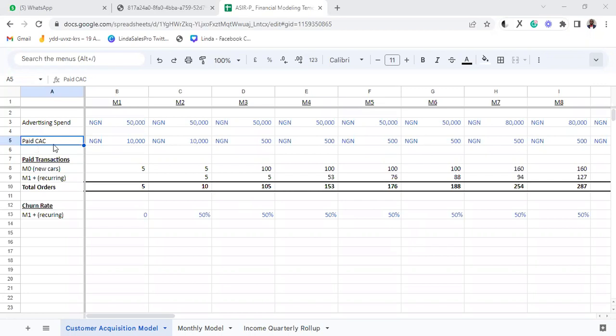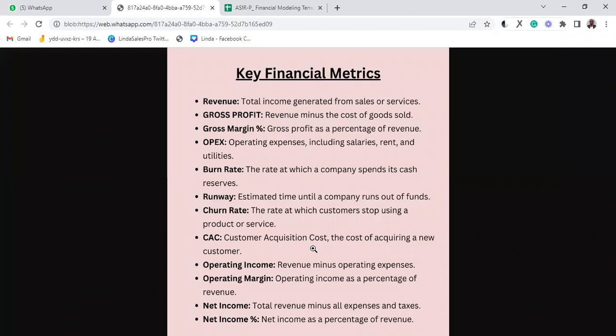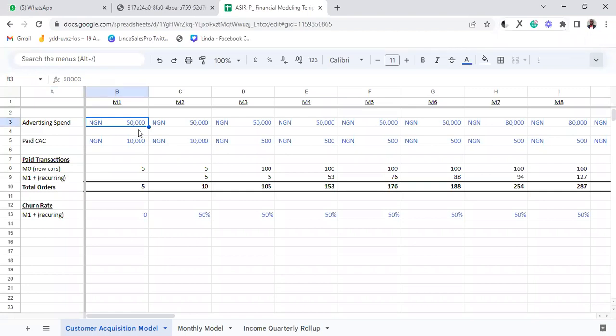Now, paid CAC here simply means customer acquisition cost, like we earlier explained, right? So we explained what customer acquisition cost means from here. Okay, so CAC, customer acquisition cost, the cost of acquiring a customer. So when we spend 50,000 naira, what does it cost us to acquire one customer? It is very important for us to know what it costs us to get one customer. So in this case, we might be spending 50,000, but for us to get one customer, depending on the nature of your product, it might be costing us 1,000 naira, right?